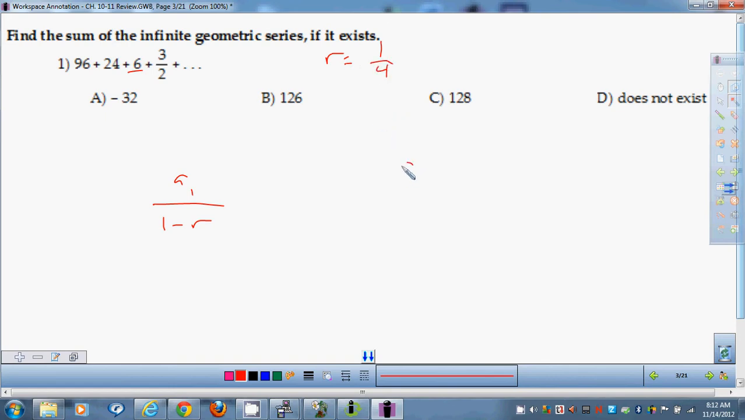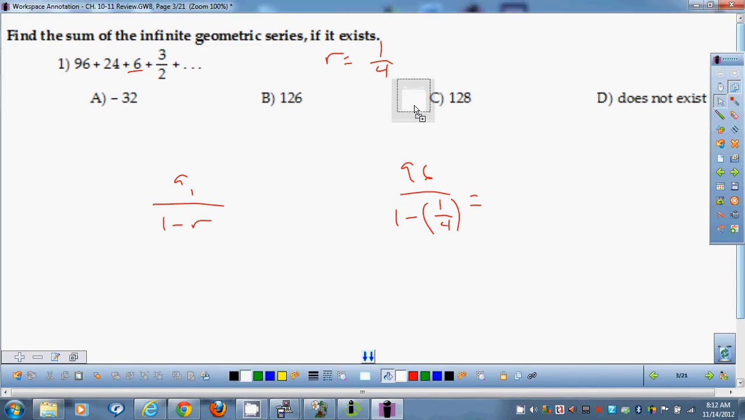So our formula, a sub 1 over 1 minus r. So 96 divided by 3/4, or 96 times 4/3, however you chose to look at it. I think it's 128, but I'm not positive. It is.